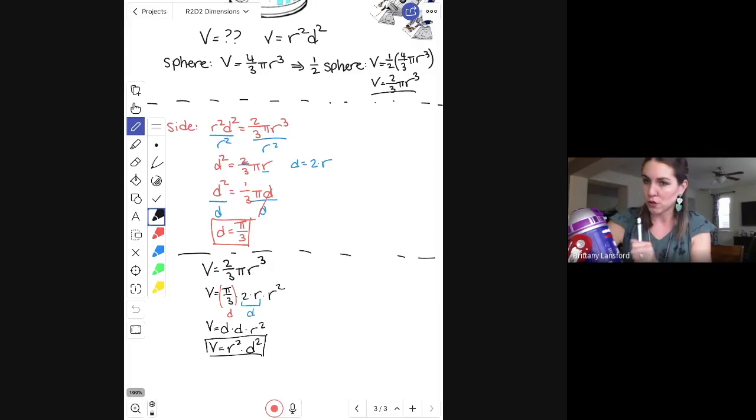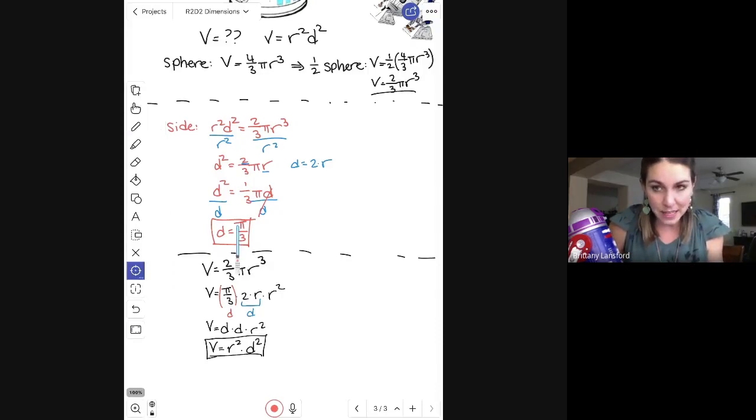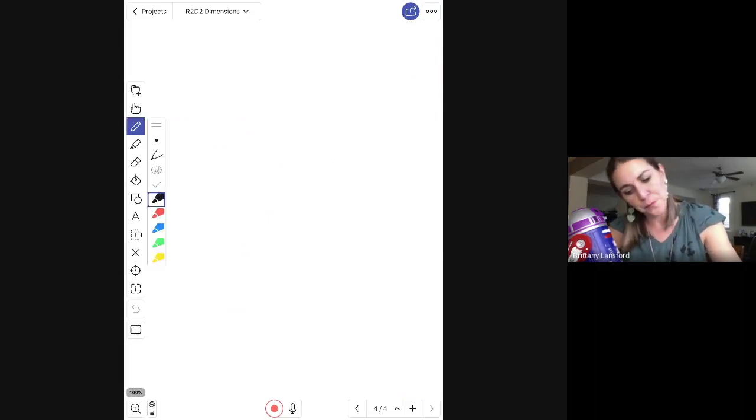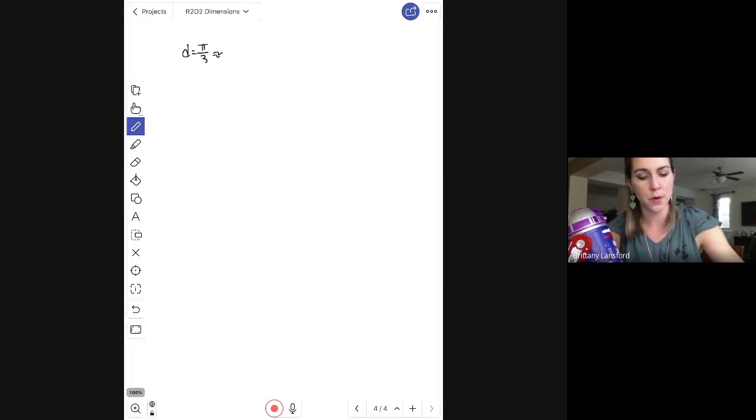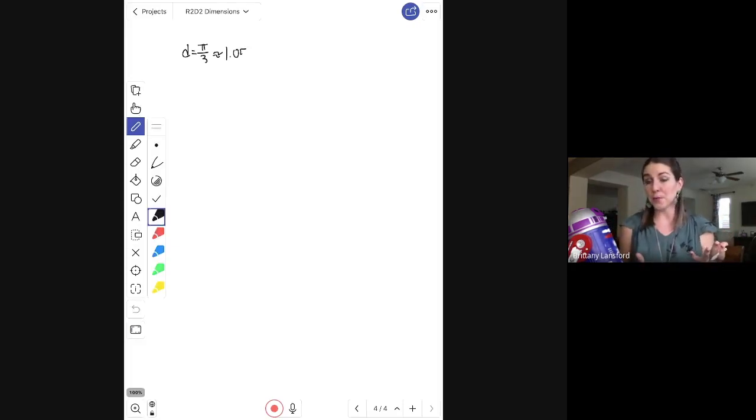But let's take a moment and think about what we had to assume in order to make this equation true. We had to do a little math magic, and we had to assume that d is equal to pi over 3. Well, what is pi over 3? Pi is 3.14, so pi over 3 is approximately 1.05. So the only time this formula works is when we assume that d is equal to 1.05, which is a very specific number. So it absolutely does not work in all senses.